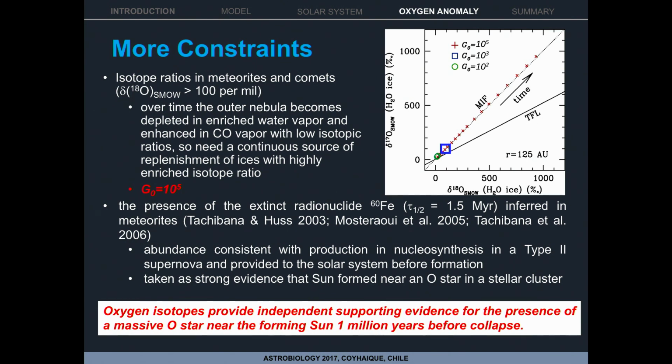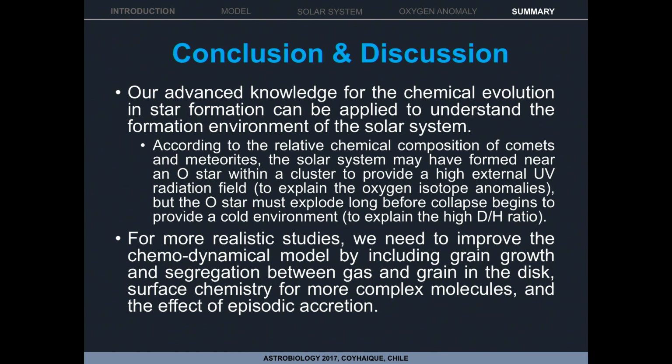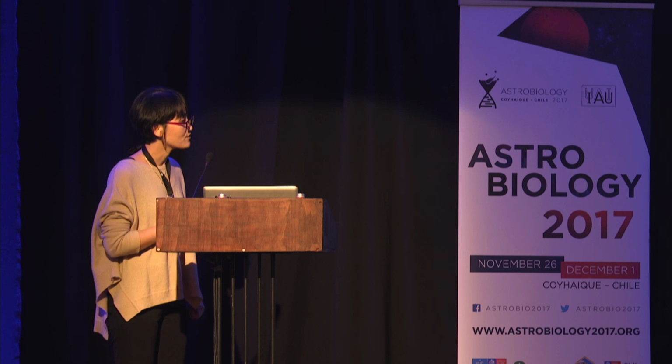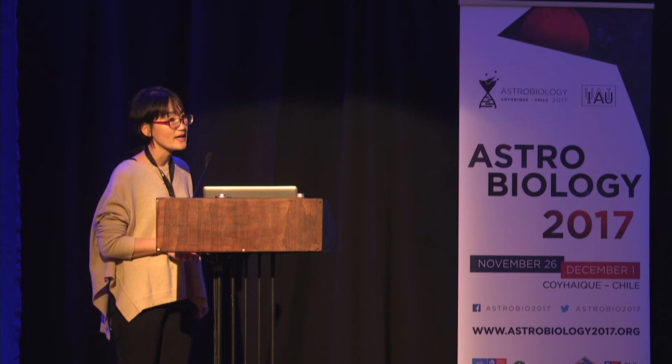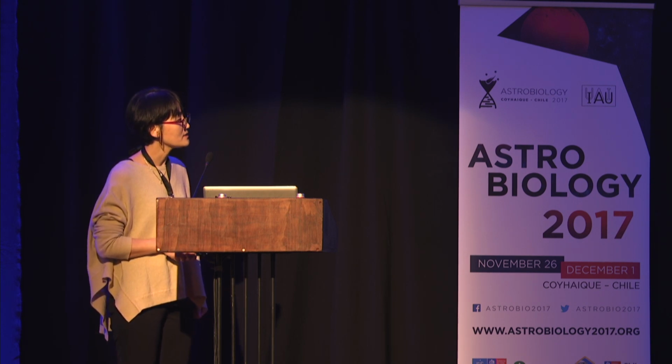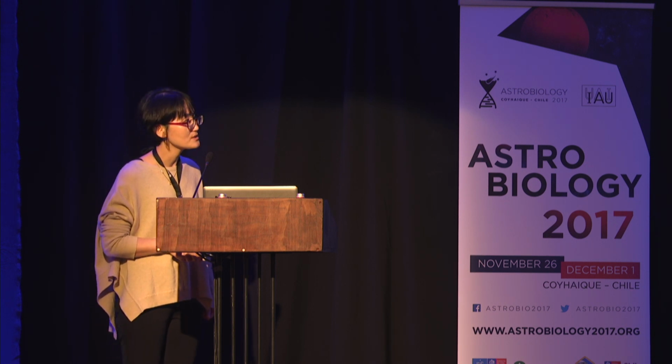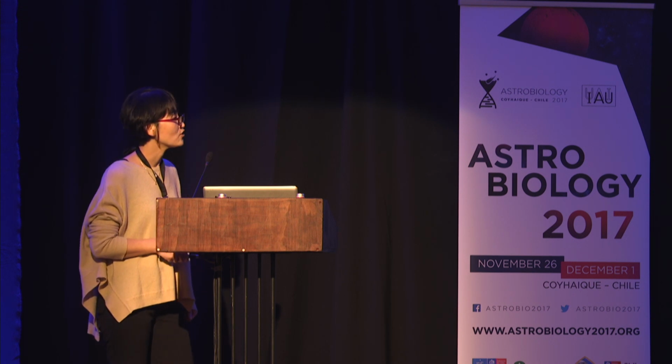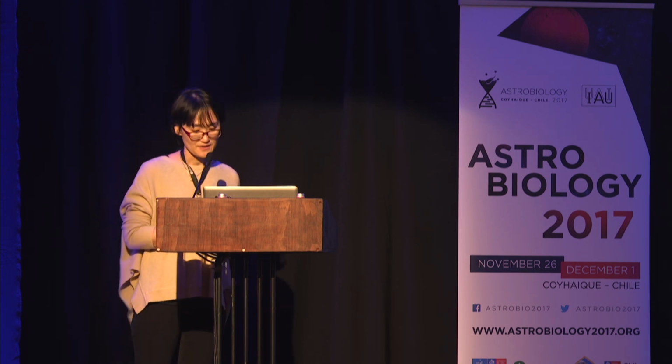So our advanced knowledge of the chemical evolution in star formation can be applied to understand the formation environment of the solar system. However, for more realistic studies, we need to improve the chemodynamical model by including grain growth and segregation between gas and grain in the disk, the surface chemistry for more complex molecules, and the effect of episodic accretion. Okay, thank you.